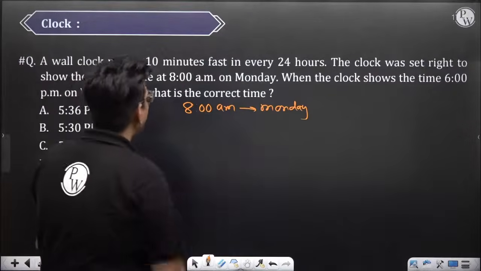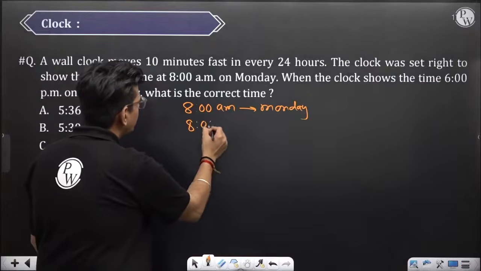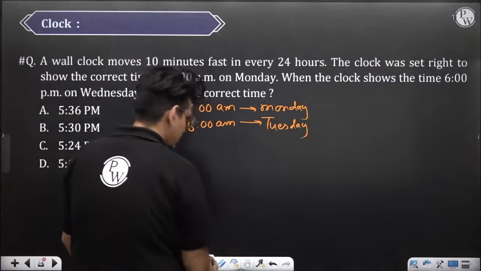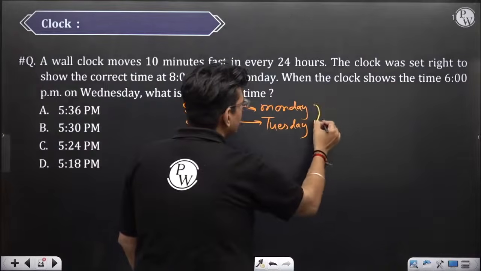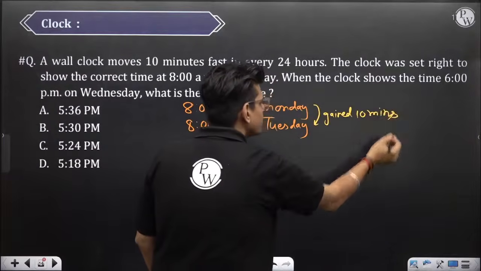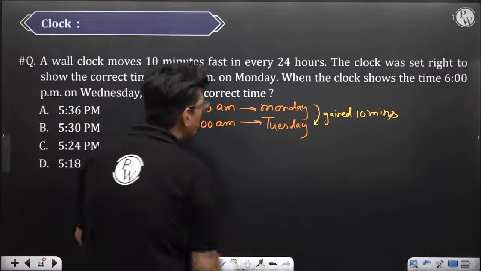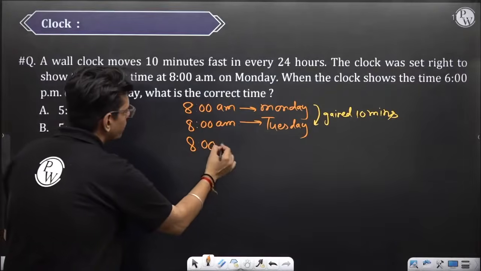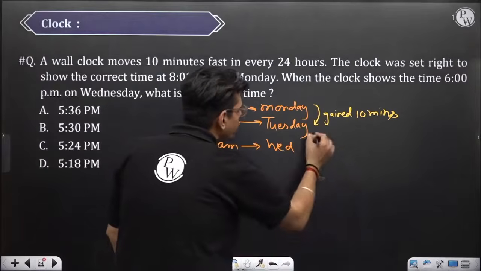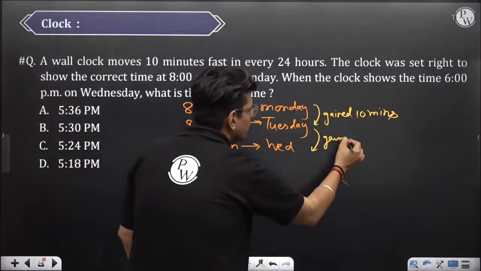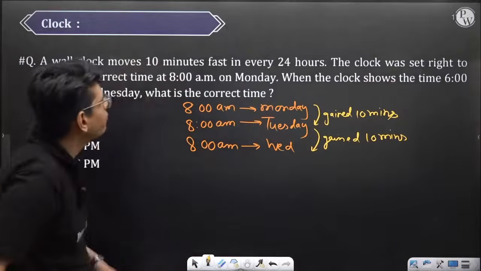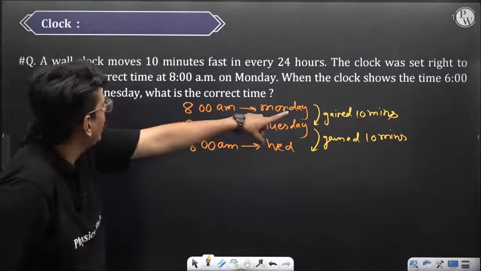So let's move one day at a time. So next day 8 a.m. on Tuesday. Okay. In this time it has gained 10 minutes. All right. Then we will move to 8 a.m. Wednesday. Again it has gained 10 minutes. This is easy. Now from here on Wednesday it is showing the time at 6 p.m.